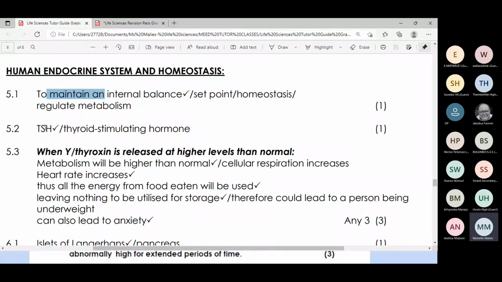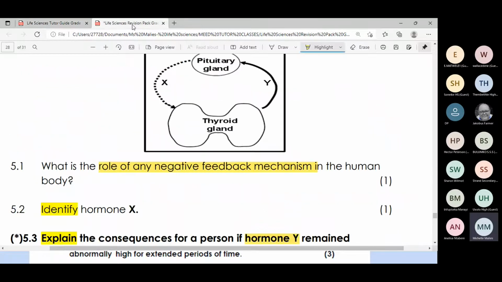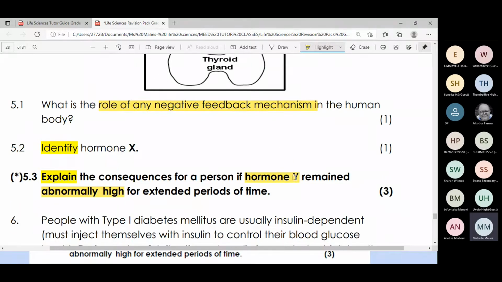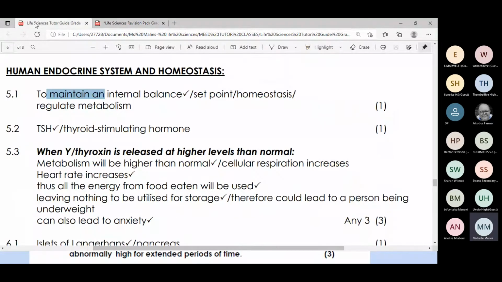5.3, our higher order question. Now, if I go back to our diagram, grade 12s, if you have labeled your diagram and you knew that hormone Y is thyroxine, and your question is stating hormone Y, which is thyroxine, has increased, then the table that we have discussed earlier comes into play now. Thyroxine levels have increased to a higher level. That's the first statement.